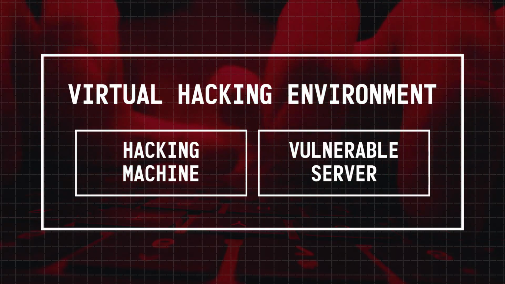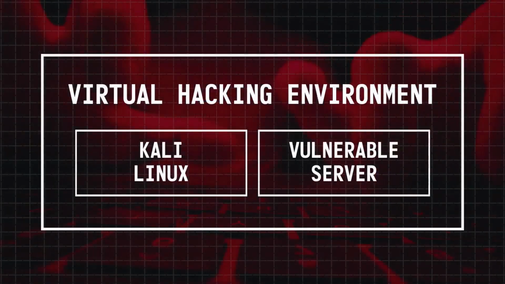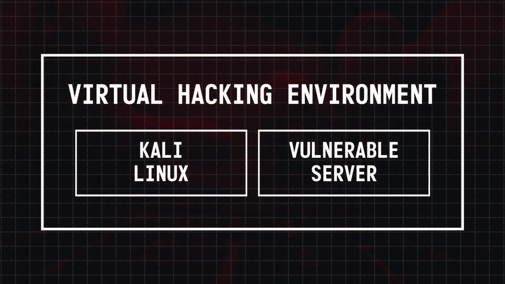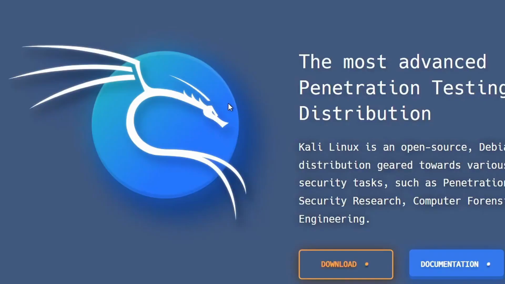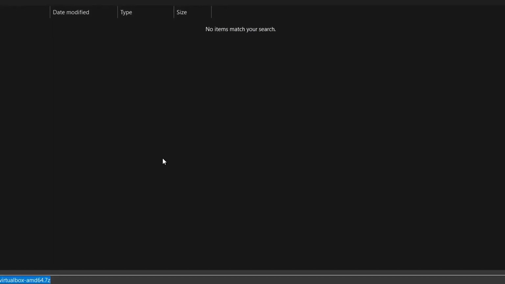Next, you'll also need a platform for your hacking machine, and while there are a bunch of options to choose from, I would recommend installing Kali Linux, as it's used in almost all hacking tutorials on YouTube. To download it, you can head over to its official website, click on Virtual Machines, and then select your computer's architecture to download it for VirtualBox.